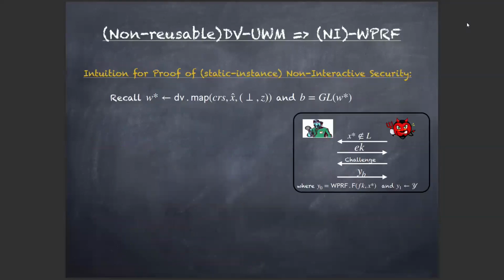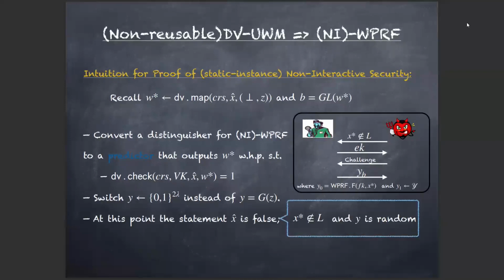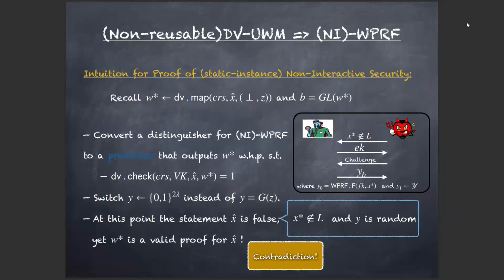Okay? And so the proof intuition is that if an adversary can distinguish between bit 0 and 1, using Goldreich-Levin decoding, I can compute a value W star which passes the verification check. Now I switch the PRG value to be pseudo-random. At this point, the statement is false because X is not in the language, and the value Y is random. But still W star is a valid proof, which is a contradiction to UWMs.